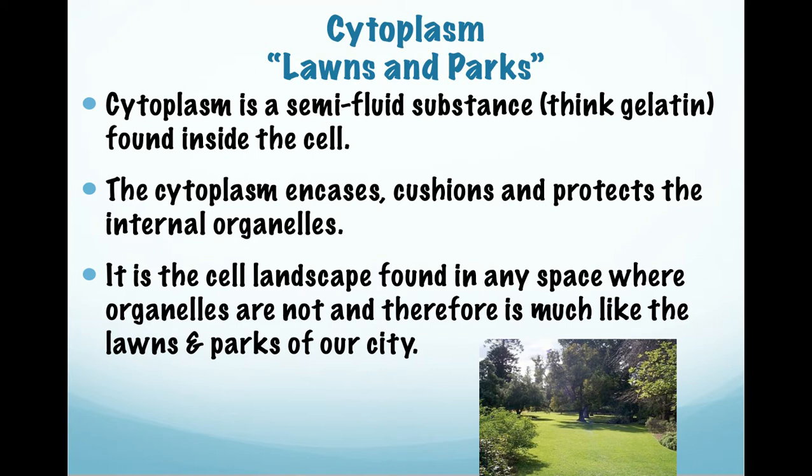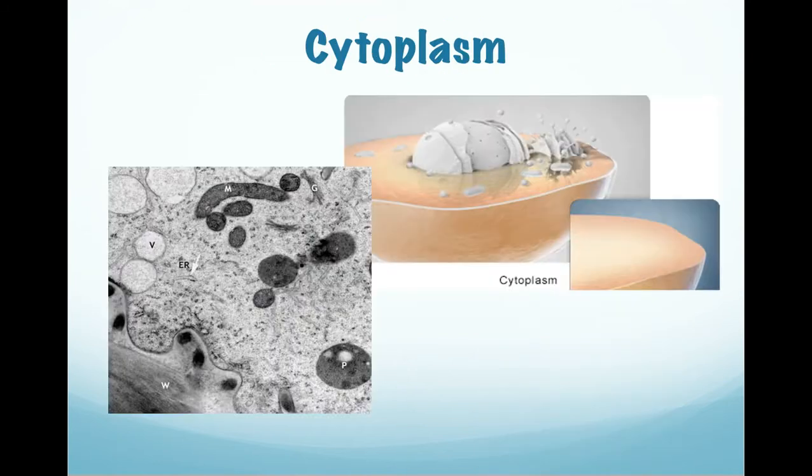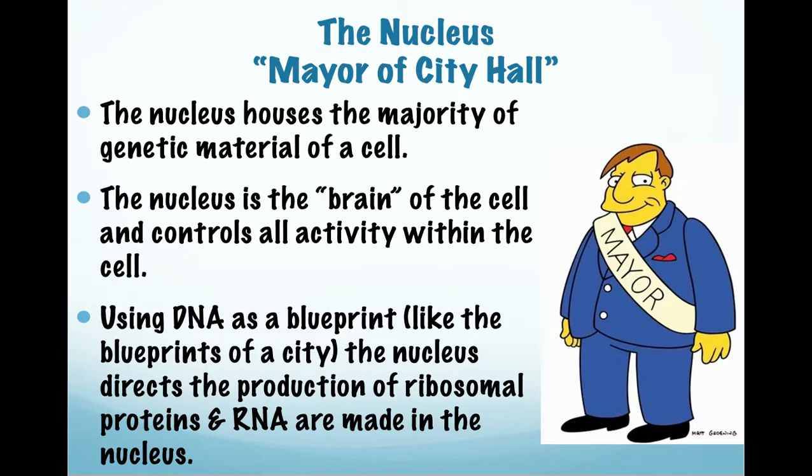Remember, organelles are those structures inside a cell that perform a specific function. The cytoplasm is like a park or your grass where it goes in and it fills in the empty space to cushion everything in between. If you look in those, you can see the areas that are filling in the space around all of those organelles. That is the cytoplasm.